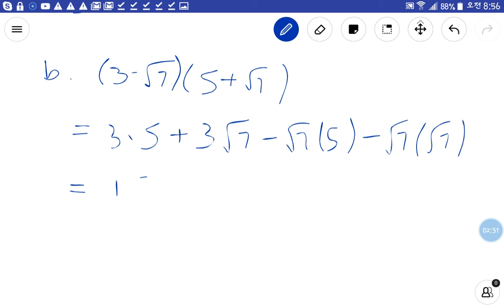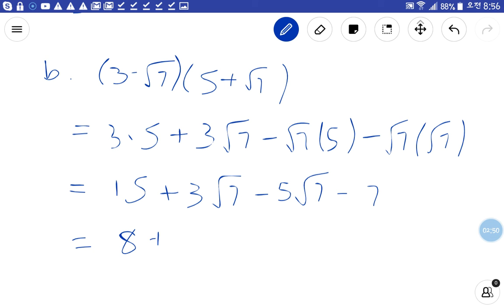So 3 times 5, 15, plus 3 radical 7, minus 5 radical 7, minus 7, since radical 7 squared is 7. So now combine like terms. 15 minus 7, which is 8, plus 3 minus 5 radical 7, which becomes negative 2 radical 7. That becomes minus 2 radical 7. Okay?